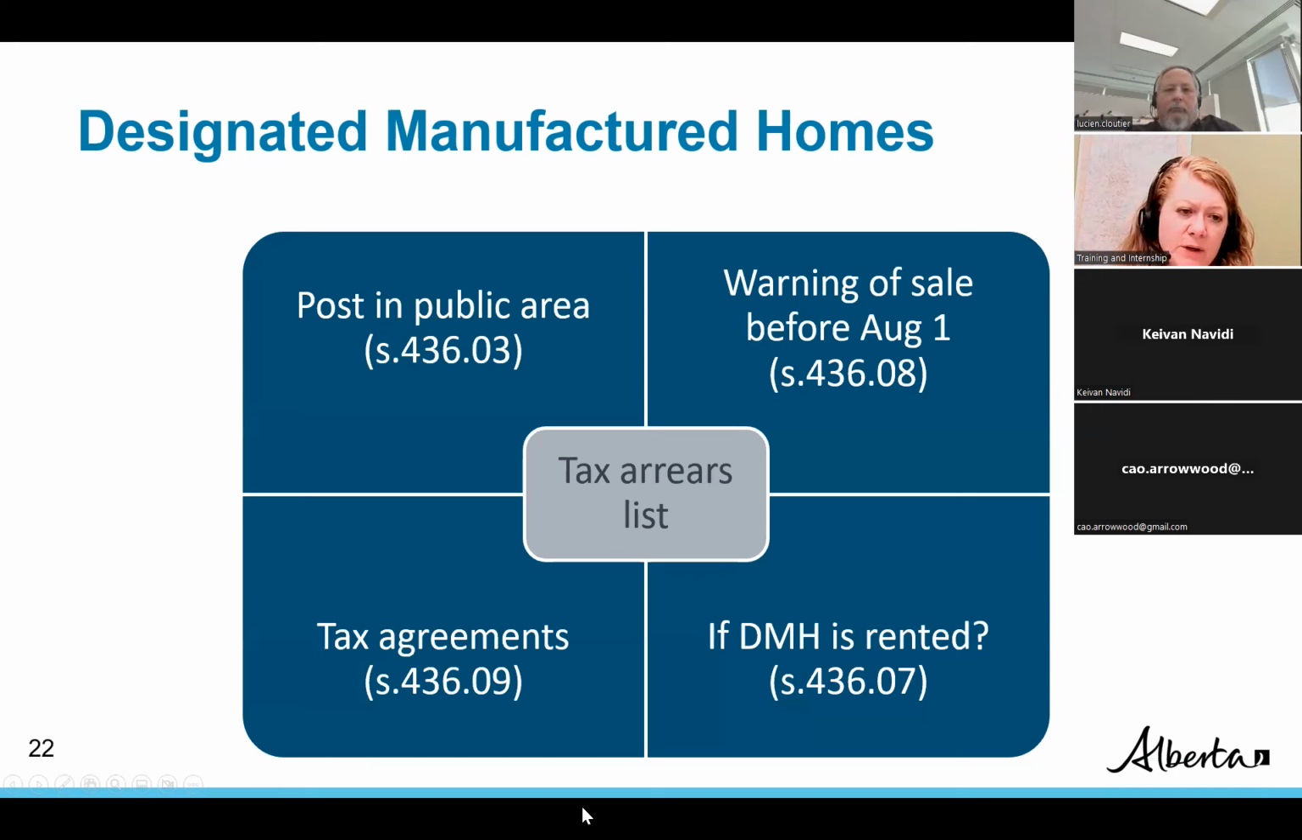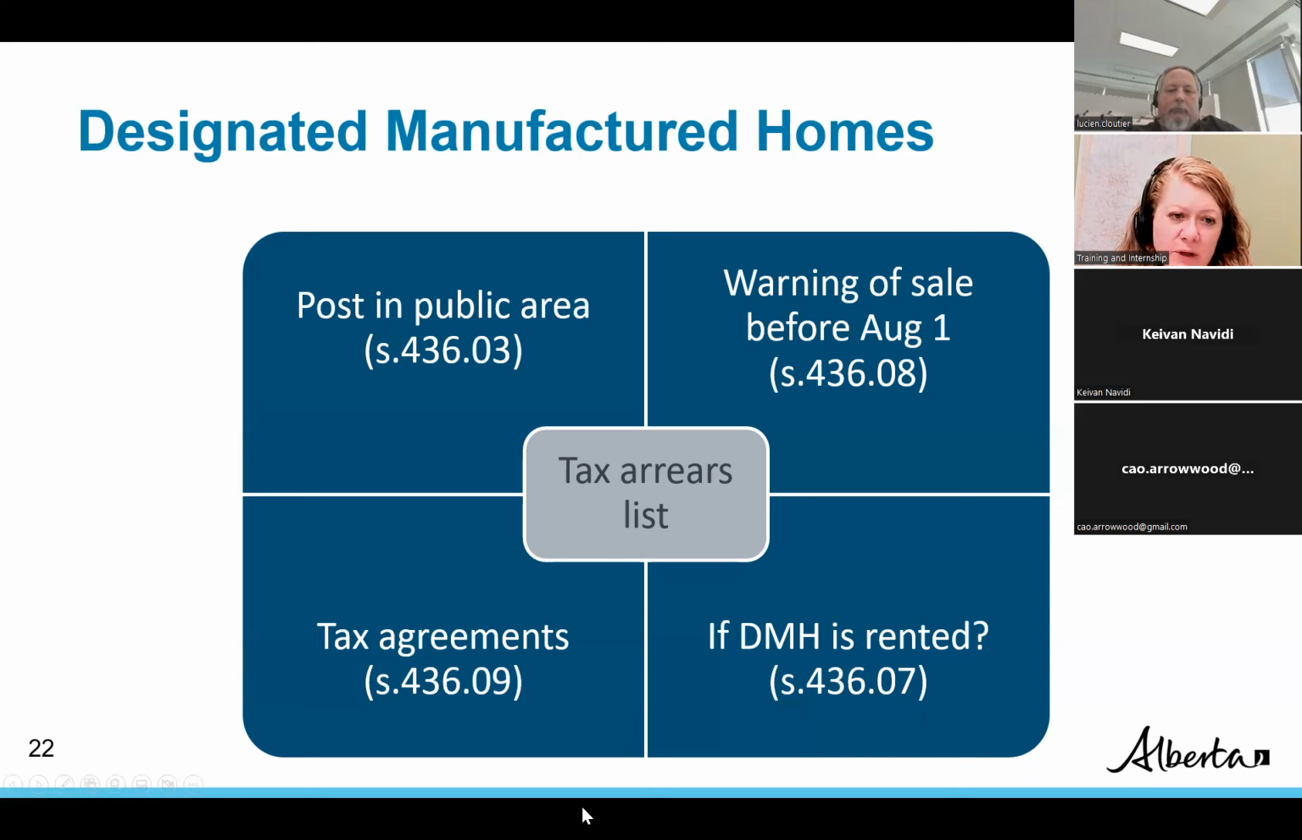A copy of the arrears list for tax recovery related to DMHs must be posted in a place that is accessible to the general public during regular business hours, which again is generally the municipal office. Again, as the full payment of tax arrears are made, the properties may be struck from the list. And different from tax recovery related to land, this list doesn't get sent anywhere else.